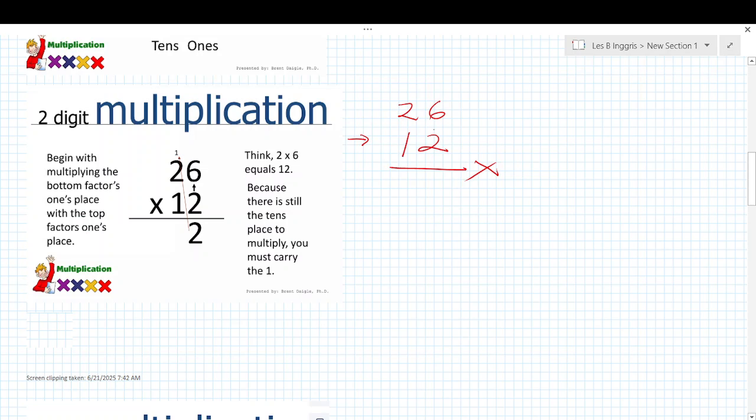So what does this mean? The ones are multiplied to the tops. So the ones here multiplied with this tens. So 2 are multiplied. Is the answer 312?